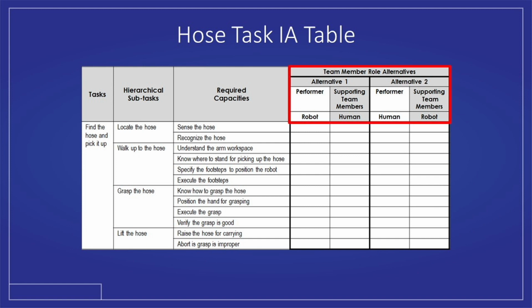Now let's enumerate the team. In the DRC, the robot works with the remote operator to accomplish the tasks. This means we need to consider two teaming alternatives: the robot performing the work with human assistance, and the human performing the work with robotic assistance. It may seem a little weird to consider the second option since the human is remote. They cannot physically do any of the work locally.